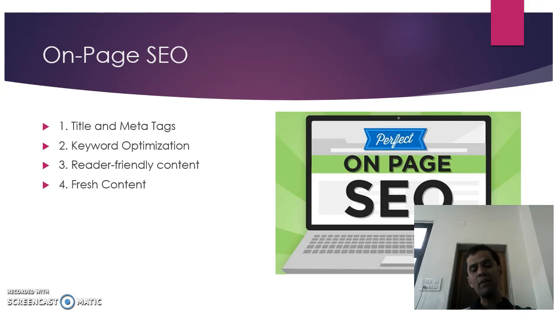With respect to keyword optimization, you have to integrate a primary keyword in the H1 tag, then you have to integrate a primary keyword in your content, as well as a secondary keyword. Your content has to be reader friendly, it has to be in simple English, and you have to keep on updating fresh content on your website. So I would suggest that you create a blog section and keep adding daily blog posts so that the reader will come again to your website.